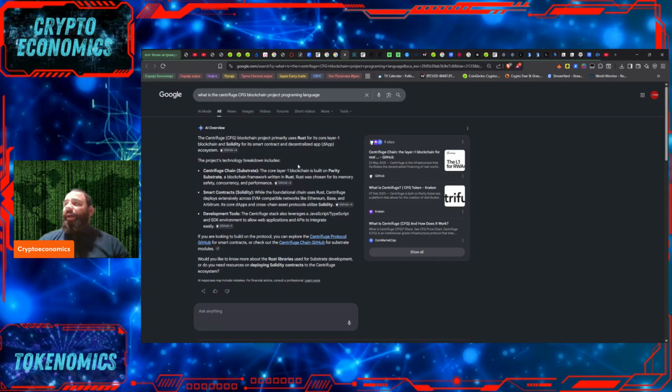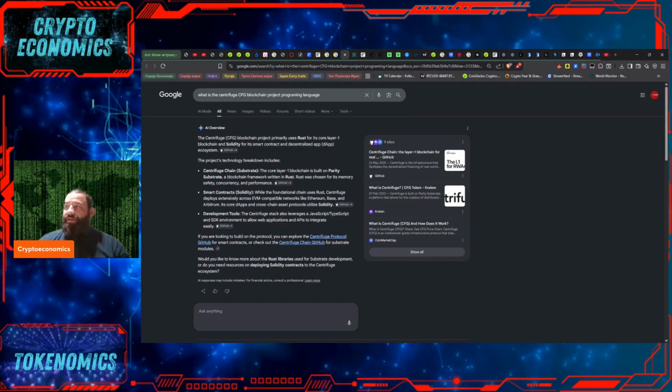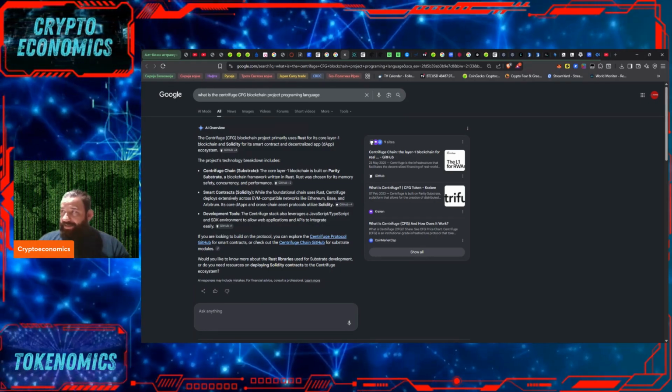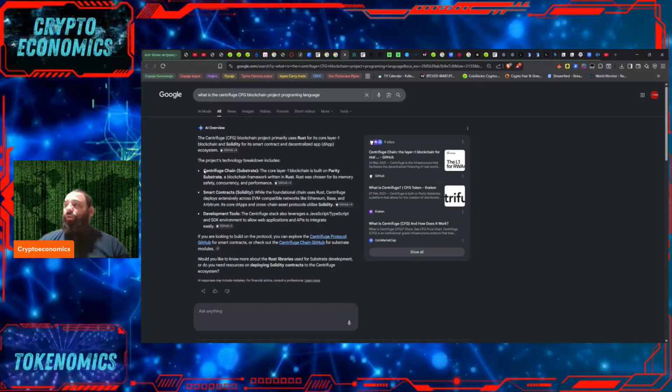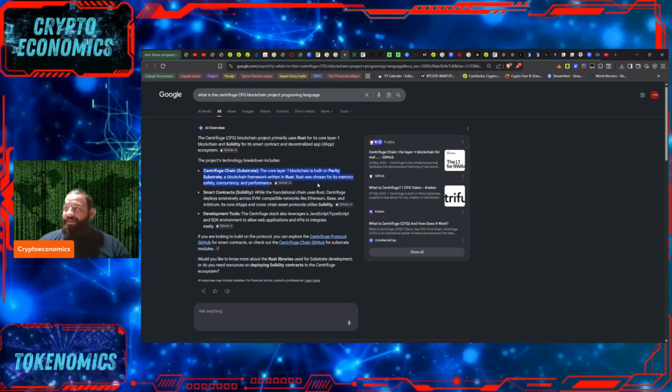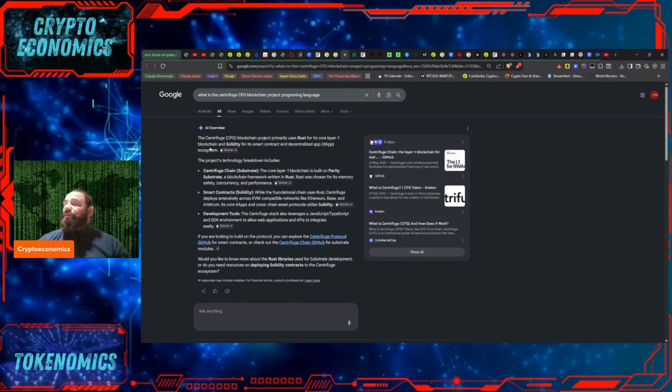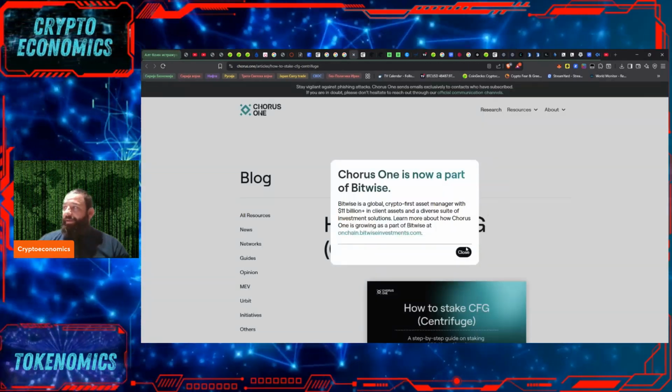Additionally, they are using two programming languages for this project. The first one is Rust, which is connected to Substrate, the parachain framework on Polkadot. And the second is Solidity, which comes from Ethereum, because they are compatible with the Ethereum blockchain as well.